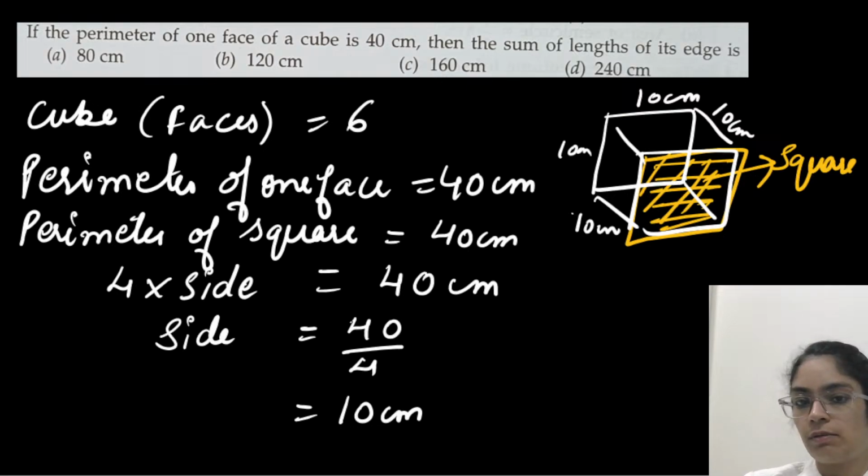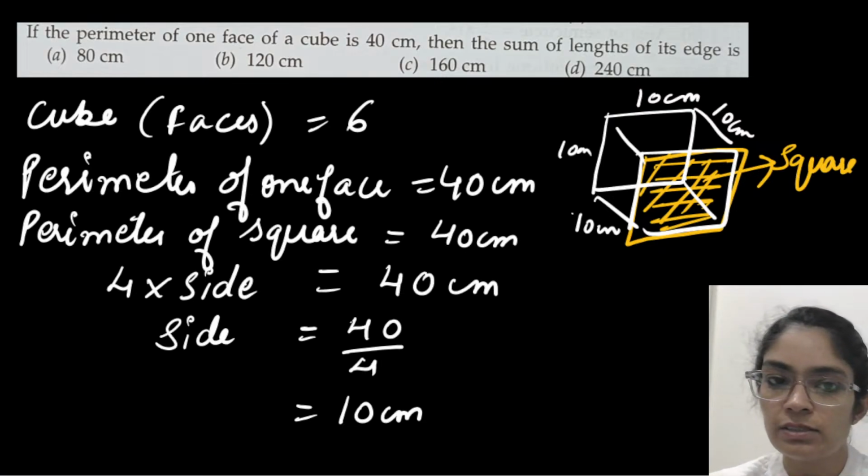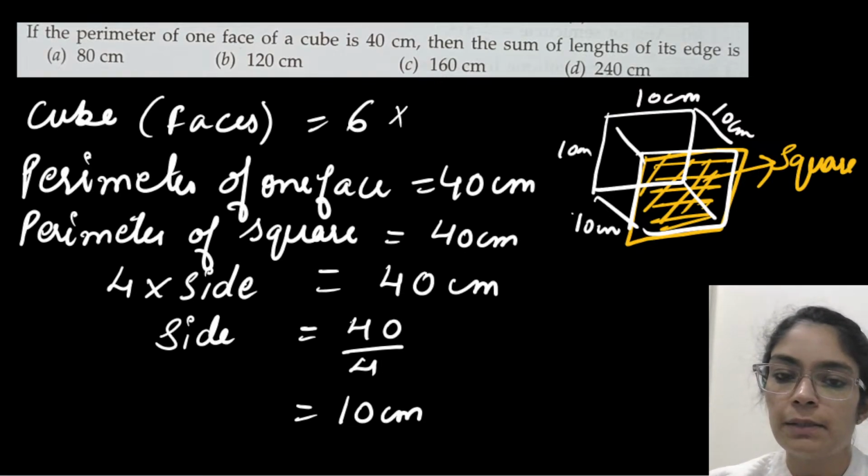40 into 6, why should we multiply? The answer is 120. See, you have to find the edge length directly. You can't say it has six faces or a perimeter, so you just multiply it with six.